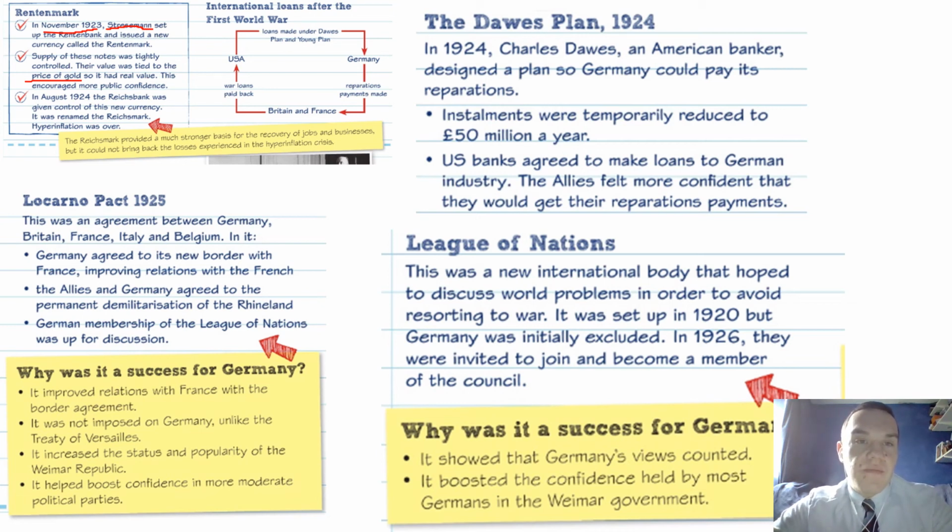So it's provided a much stronger basis for the recovery of jobs, because if you've got money that you can trust, you can start employing people and you can start saving money, because you know your money will be worth the same tomorrow. You're not going to have that problem again, like we saw, where bread would end up costing billions and billions and billions. So that's what I've underlined, is what you would fill in the first box.